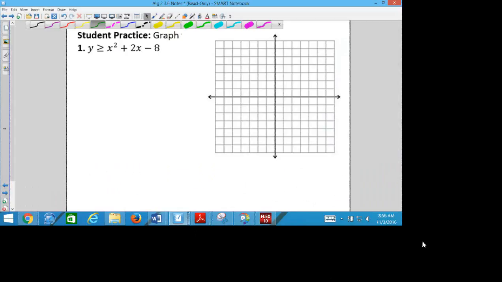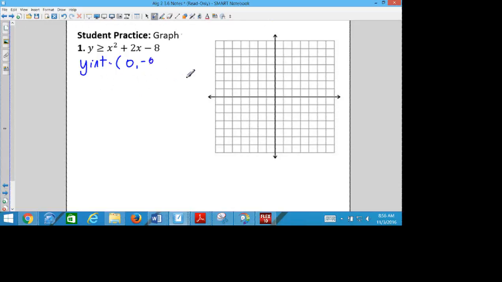All right, so we have the y-intercept. What do we get for the y-intercept? 0, -8. And that is off my graph. So I have 2 choices. I either go off my graph or I change what I'm counting by. I'm going to change what I'm counting by. There, now everybody knows what I'm counting by. So -8 is here.